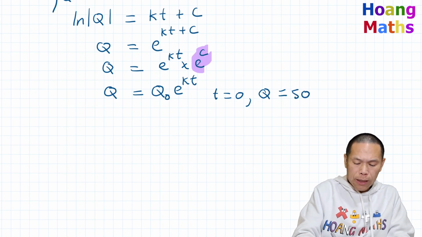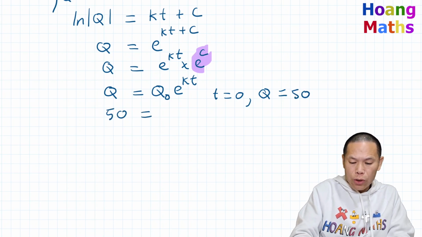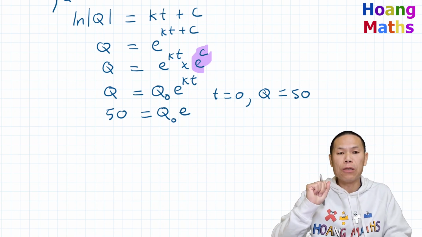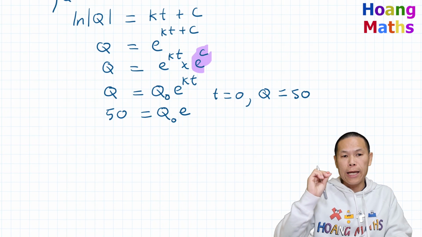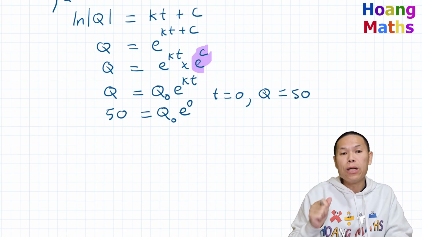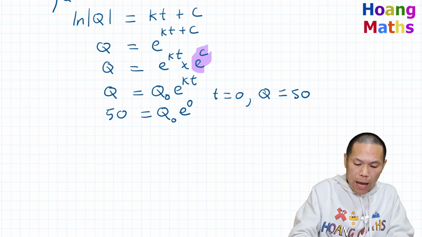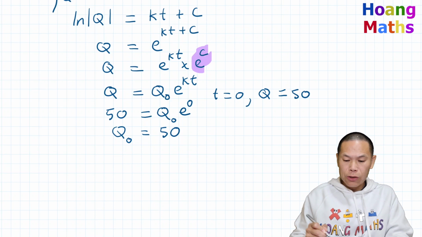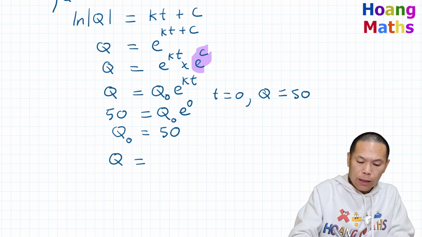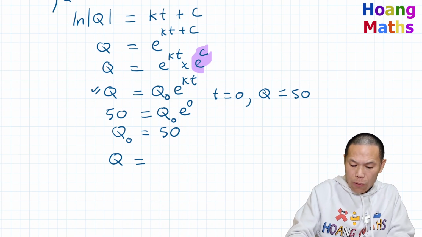So 50 is equal to Q naught e to the power of k times 0, because t equals 0. So k times 0 is 0, and e to the power of 0 gives me 1. So this means that Q naught is 50. I just substitute into this equation. So that means Q is 50 e to the kt.